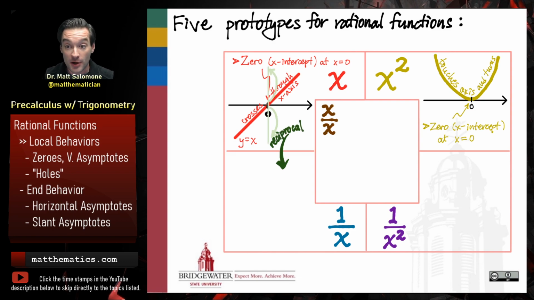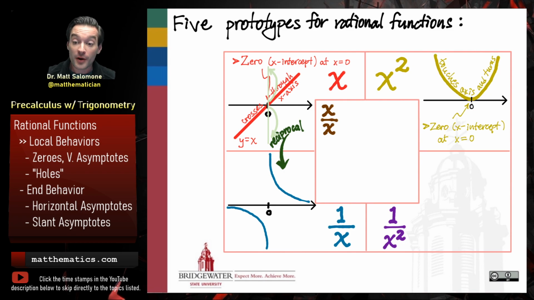what happens if I take the reciprocal of one of them? If I just take the reciprocal of y equals x, I get a function f of x equals 1 over x. And its graph looks like this.